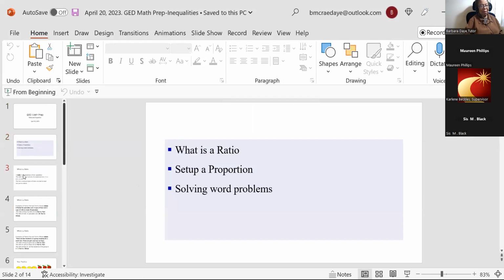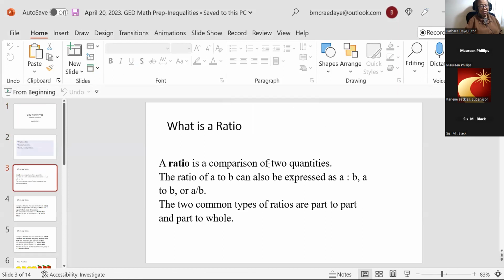Now, a ratio is just a comparison of two quantities. In other words, you've been looking at ratios because a fraction is a ratio.